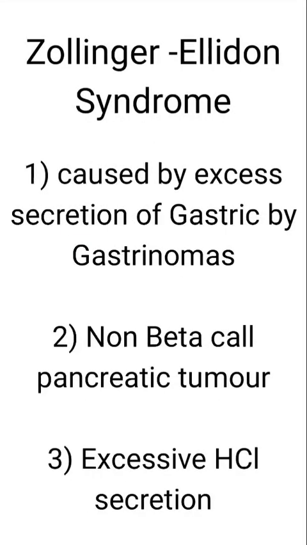Last is Zollinger-Ellison syndrome. Now what is Zollinger-Ellison syndrome? This is a syndrome which is caused by excessive secretion of gastrin by tumors which are known as gastrinomas. So gastrin secreting tumors are known as gastrinomas. These gastrinomas are usually non-beta cell pancreatic tumors, and in these conditions there is excessive HCl secretion, hence the patient may develop peptic ulcers. Thank you.